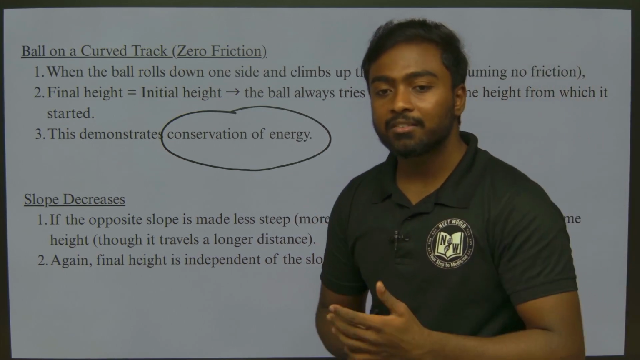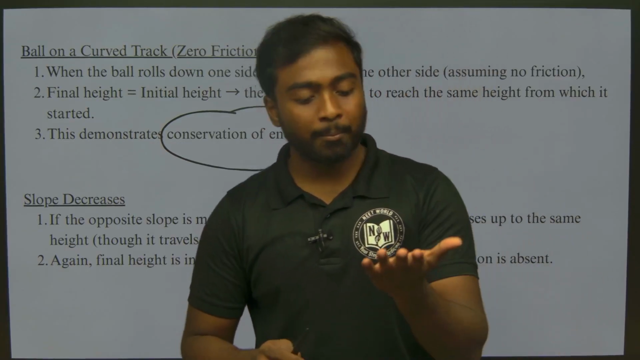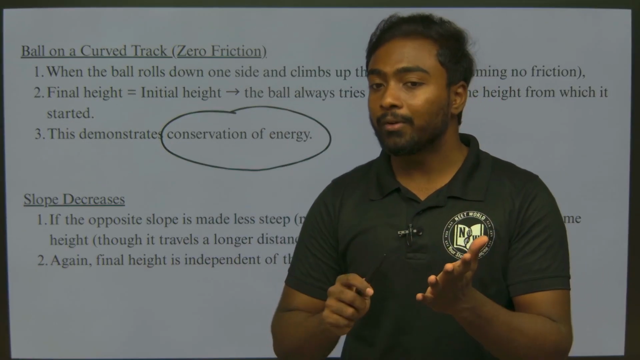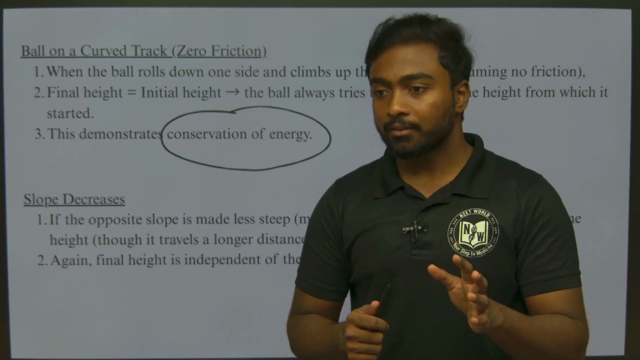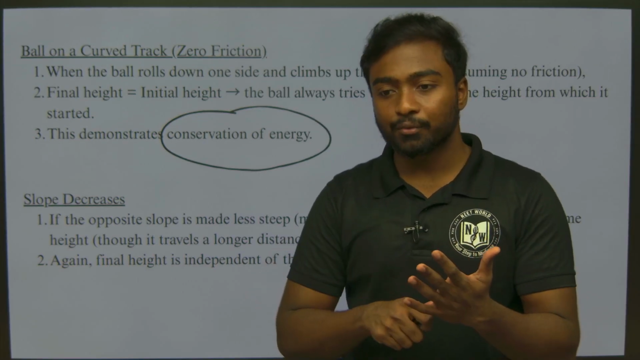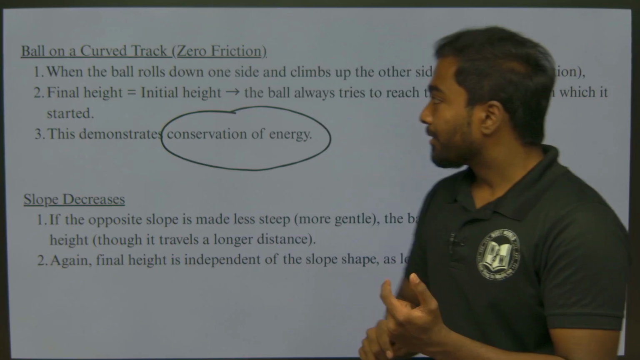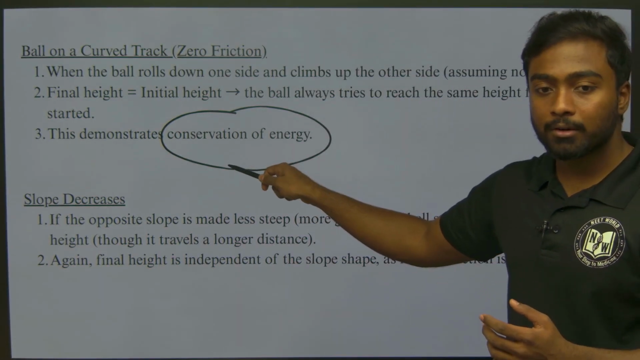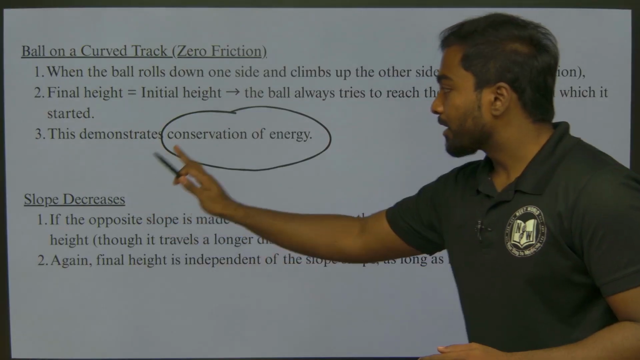If friction is there, what will happen? If I take some hard surface and try to rub over there, what will happen? Heat will be produced. Yes, no? Hard surface in the sense of a friction surface. If there is no friction, energy will be conserved. Yes, no? So next one, slope decreases.